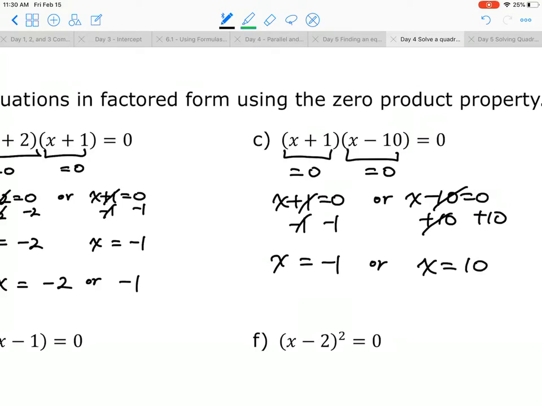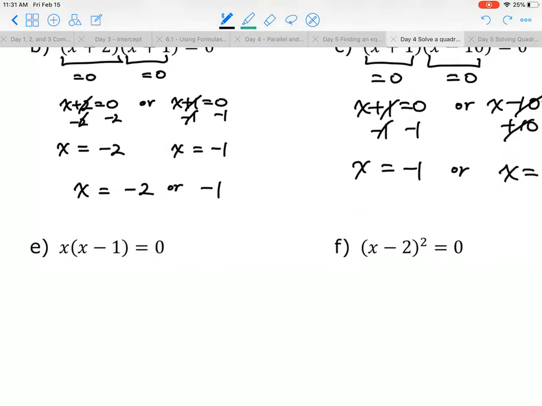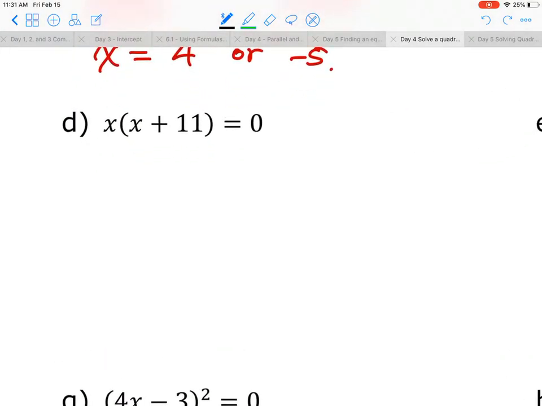Now you may notice that this number is basically the opposite of what's inside of it, but the reason why I'm not telling you to do so is that it does not work all the time, okay? And I'll show you later where it doesn't work.